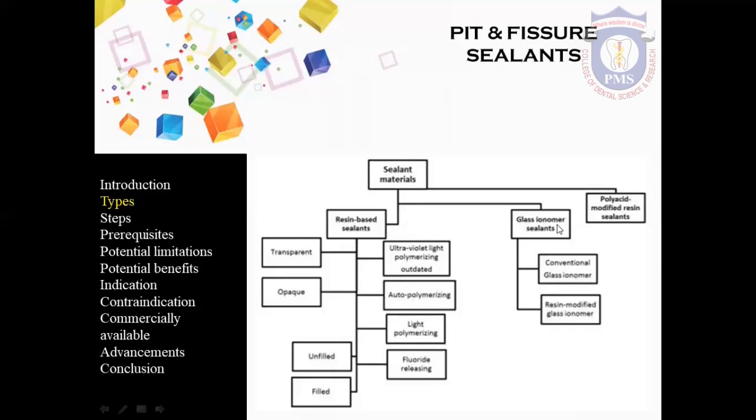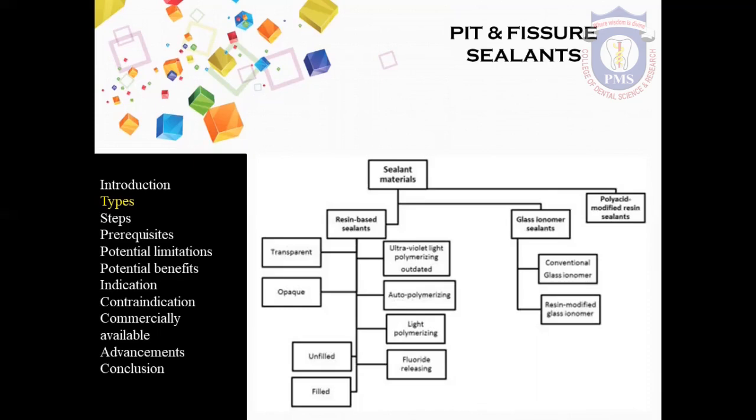The resin-based sealants can be classified into four categories based on their polymerization reaction. That is, it can be either ultraviolet polymerized, autopolymerizing, visible light polymerizing, or the latest generation, fluoride releasing resin sealant. Based on the color of the material, the resin-based sealant can also be classified as transparent or clear sealants and opaque or tinted sealants. The advantage of an opaque sealant is that it is easy to see both during application of the sealant and to monitor its retention at recall visits.